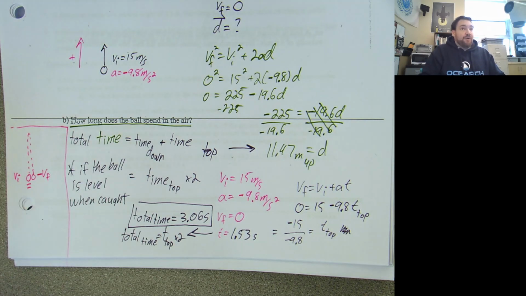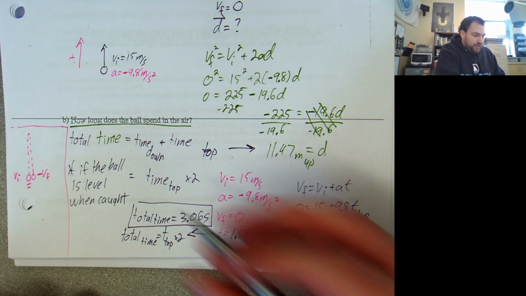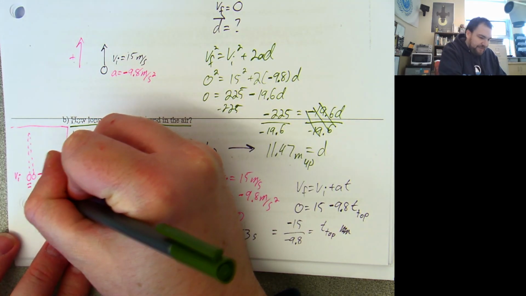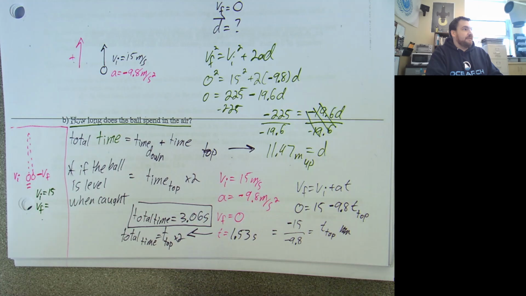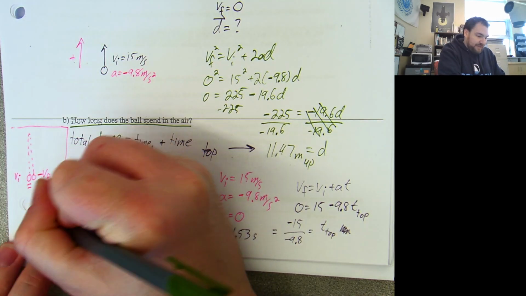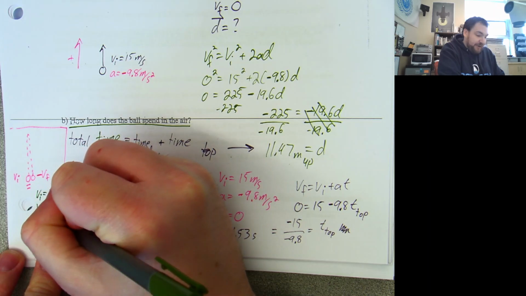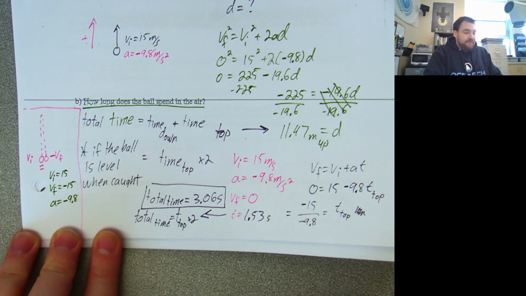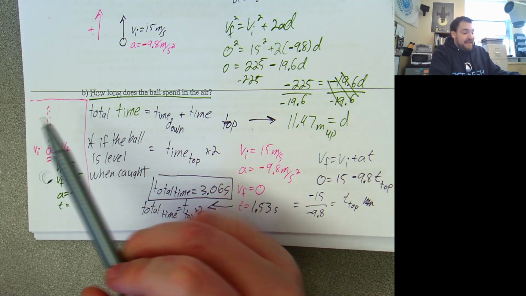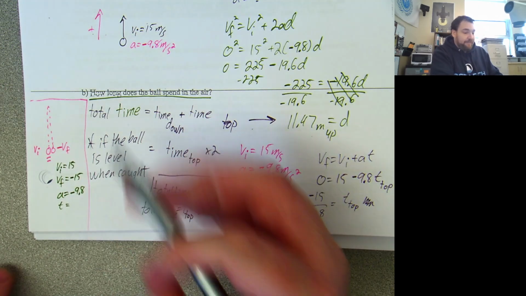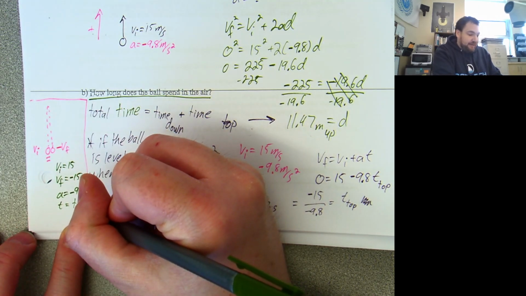And I'm going to show it to you here real quick just to show you we get the same result. If you remember that this is true, we could say, okay, well, if the VI is equal to 15, then V final is going to equal what? Negative 15. The ball is level and on the way back down. The acceleration is going to be negative 9.8, because that's just gravity. And time is what we're looking for. If we use this instead, then this is going to give us the total time. It's going to go straight to the end.